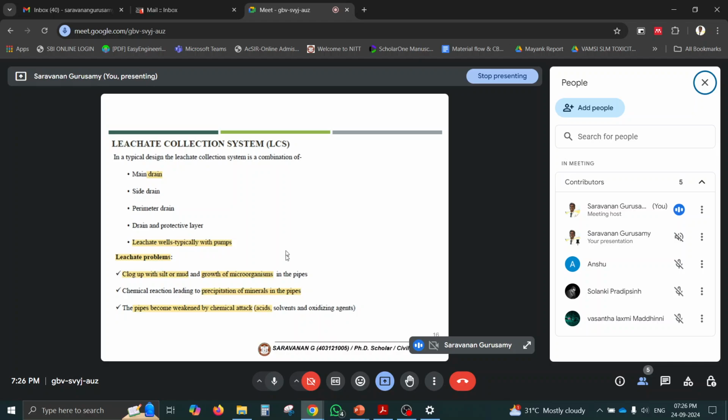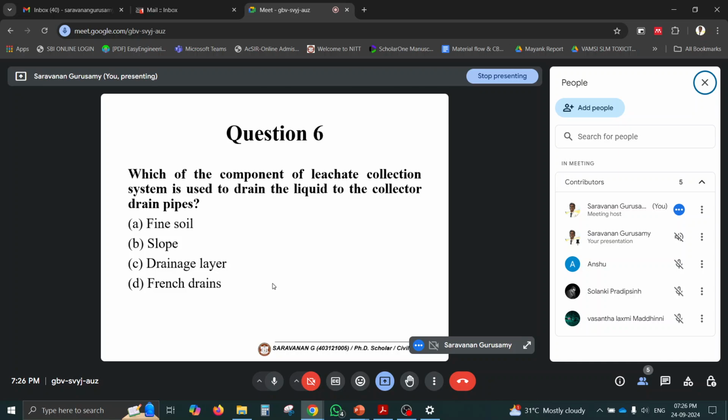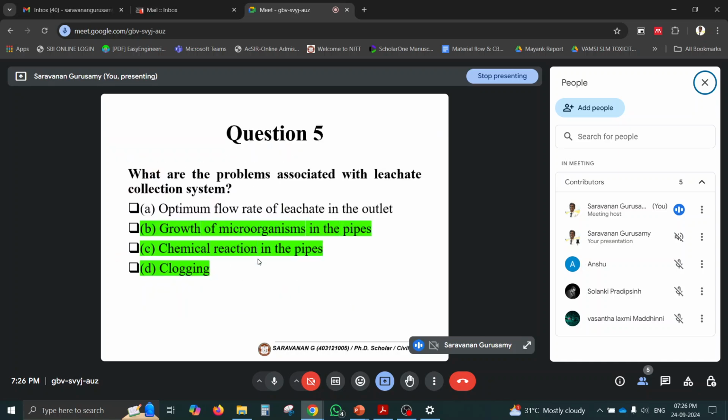So these are the things we have discussed. Leachate problems: clogging with silt and mud, growth of microorganism in the pipe, precipitation of mineral in the pipe, that is due to chemical reaction, and then the pipe becomes weak due to chemical attacks. The flow rate is not an important factor or a problem.